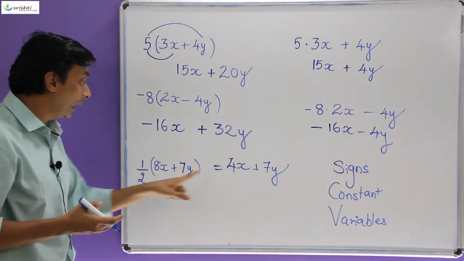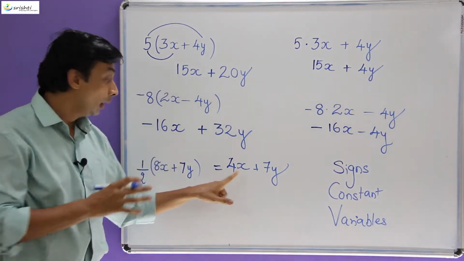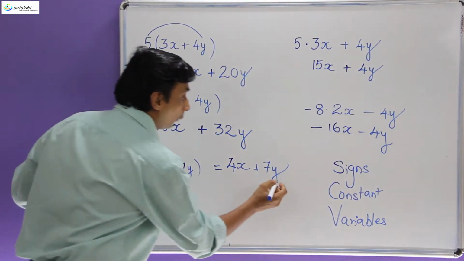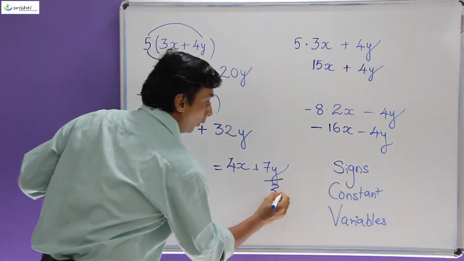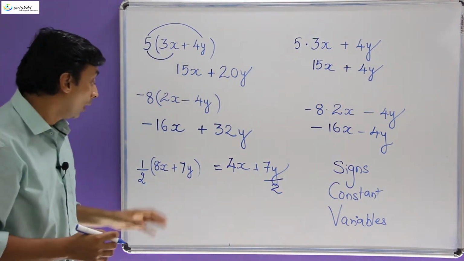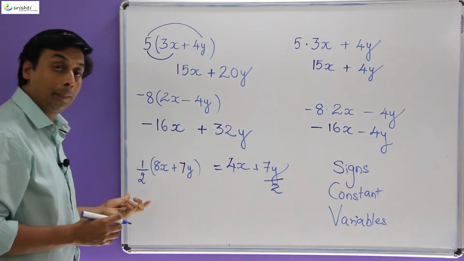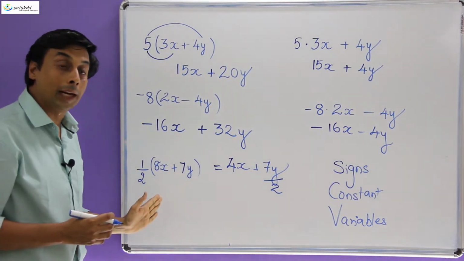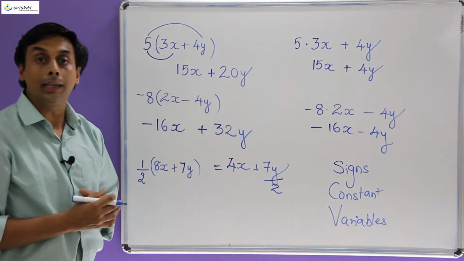So half of 8x is 4x, this is okay. But this 7y should also be multiplied with half, and therefore you should ideally have 7y divided by 2 or 3.5 times y. So when you have fractions outside the bracket and you are trying to open up the bracket, you have to apply those fractions to all the terms within the bracket.